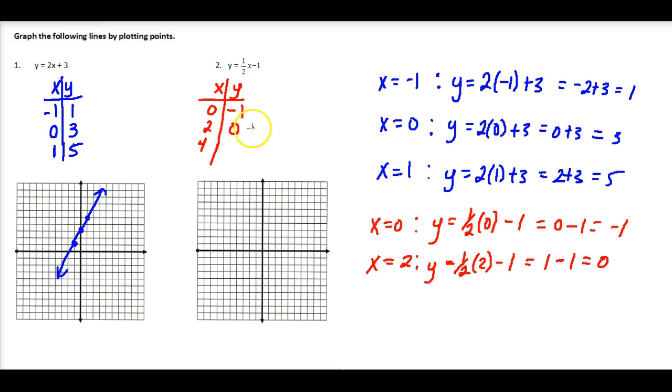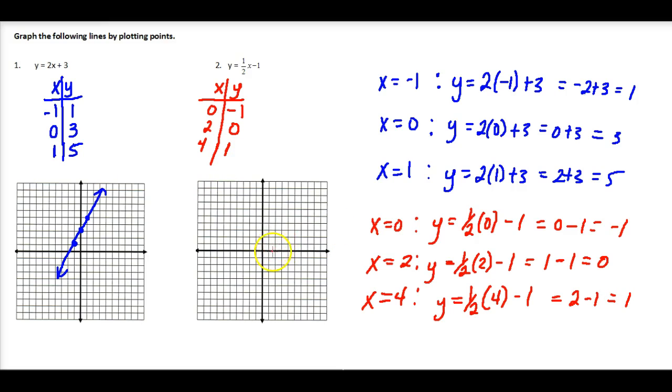And notice that when we do this, this is actually the x-intercept for this particular line. And lastly, we'll go ahead and plug in 4. So we have 1/2 of 4 minus 1. And so half of 4 is 2, minus 1 is 1.